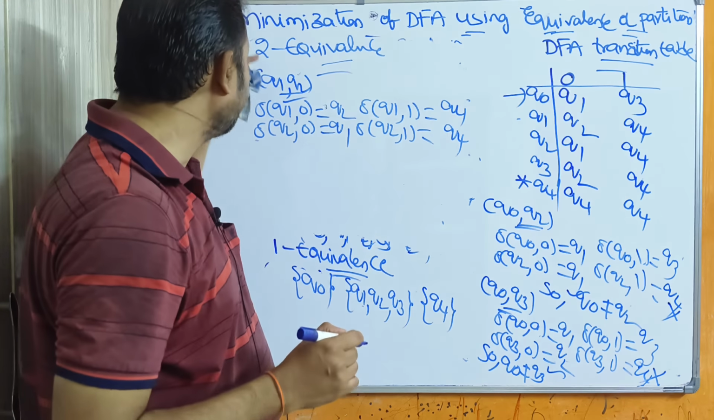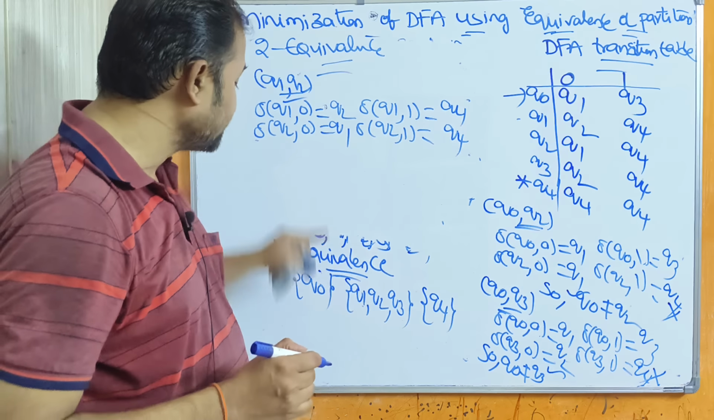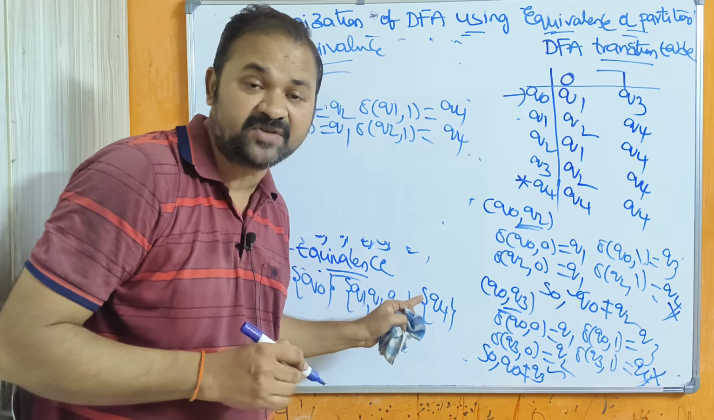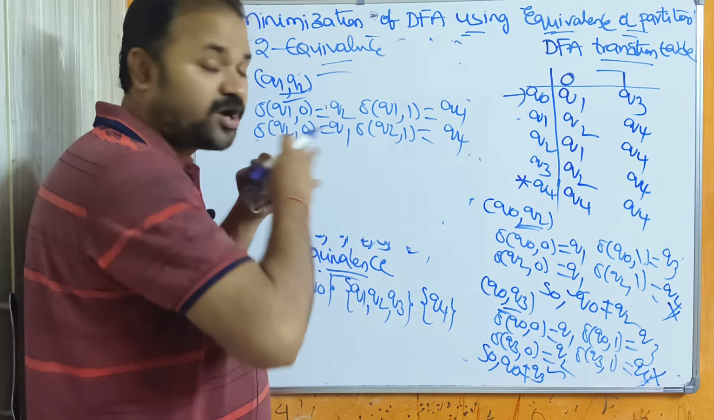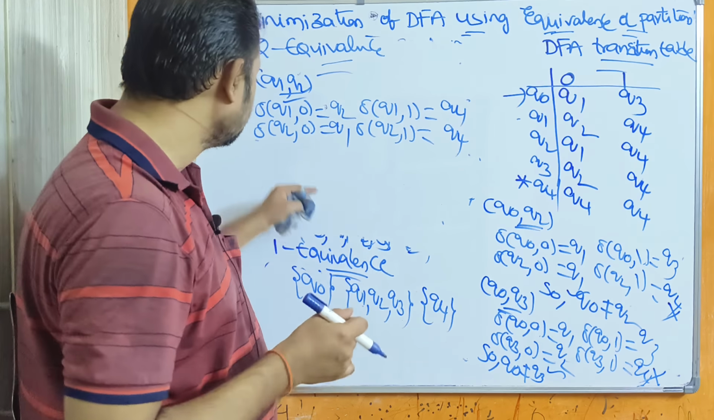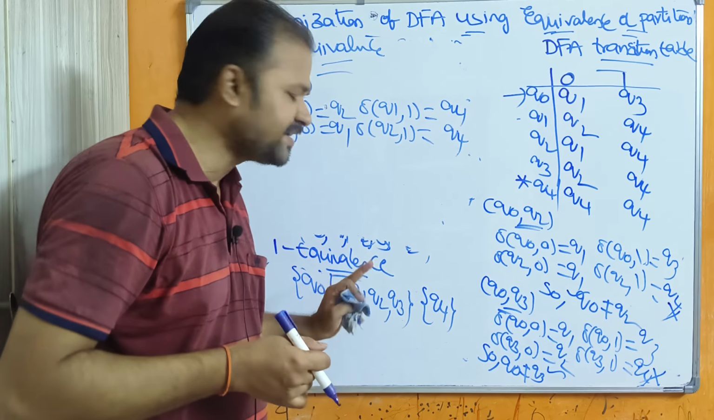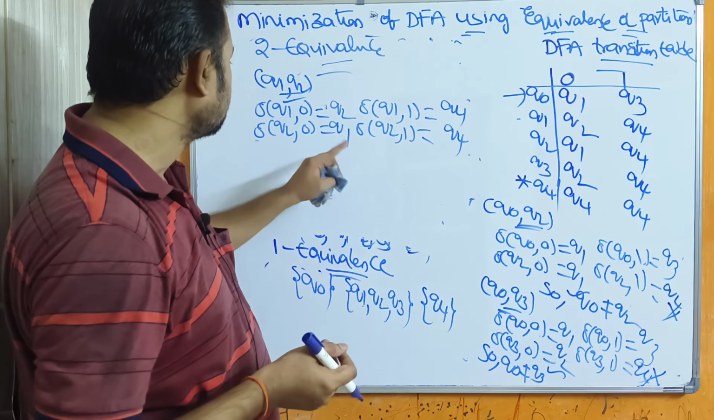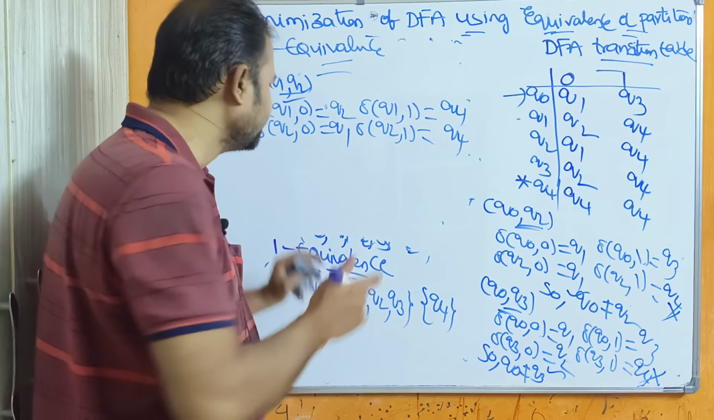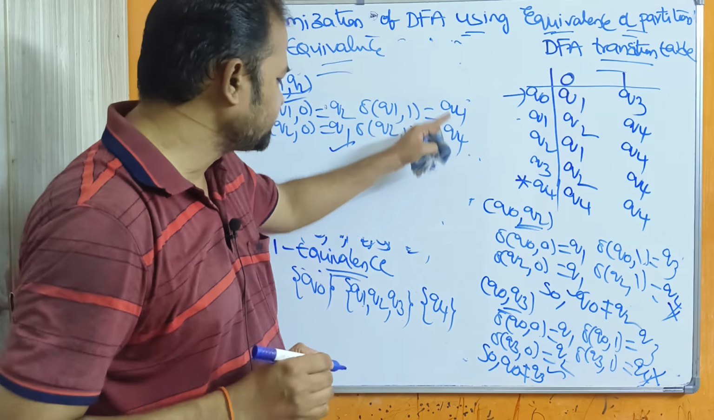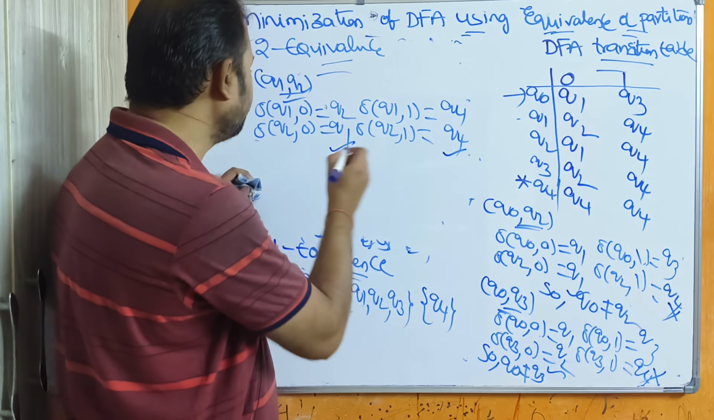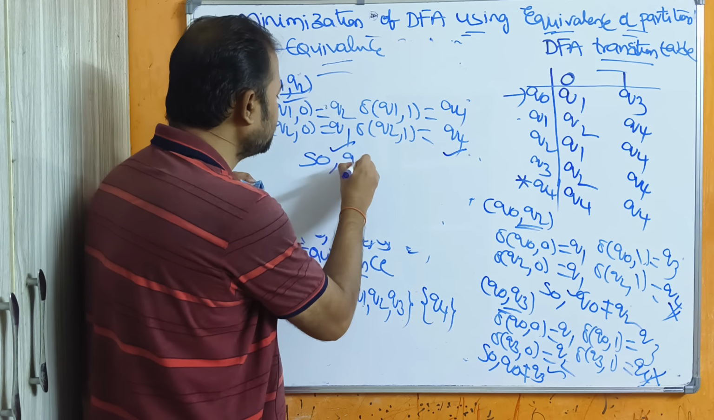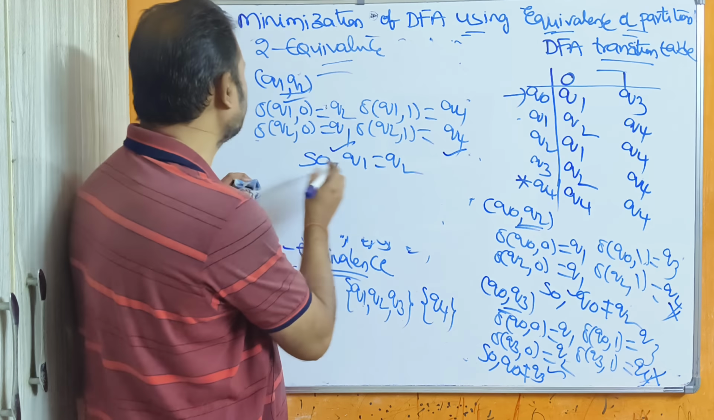Here we are calculating second equivalence. Second equivalence is calculated based upon the first equivalence. So now we have to compare in first equivalence; we should not bother about zero equivalence. So Q2, Q1 are present in the same set. Likewise, here we have only one state, that is Q4, present in the same set. So we can say that Q1 is equal to Q2.